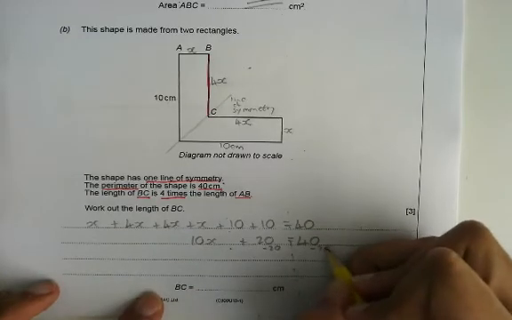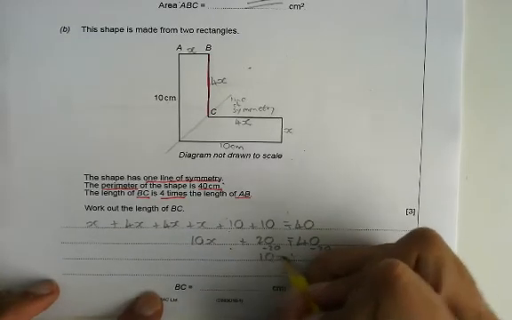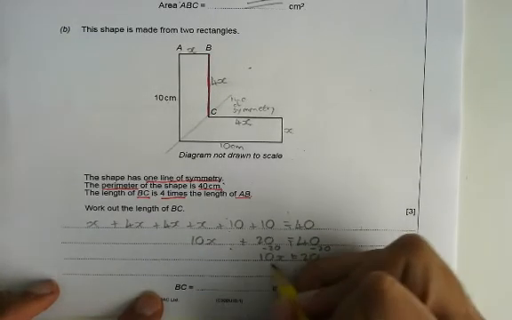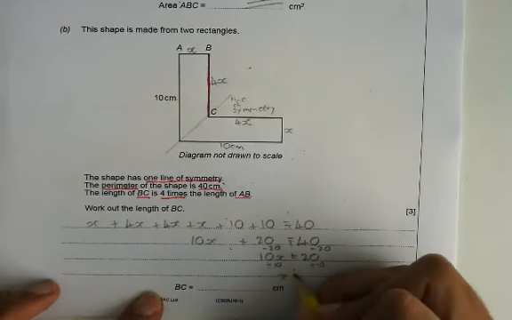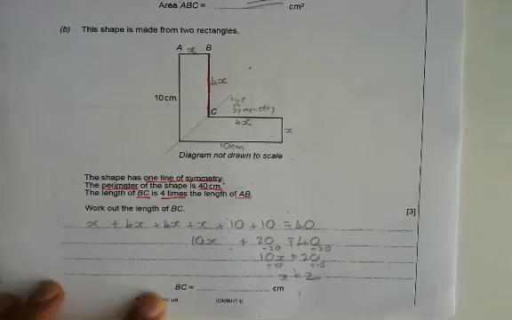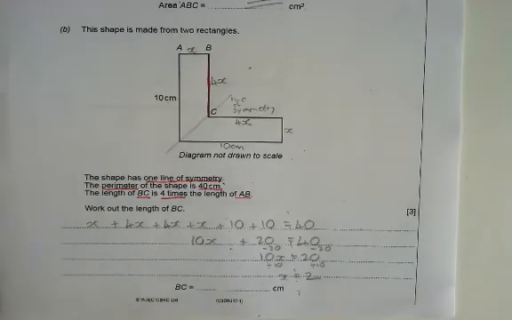We're going to take away the 20 from both sides. So that's going to leave you with 10x equals 20. We're going to divide both sides by 10. So we're going to get that x is 2. Okay.